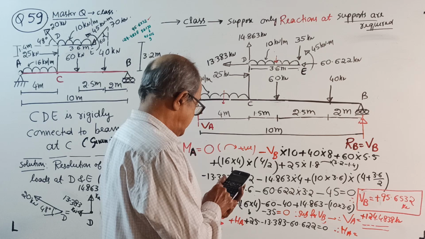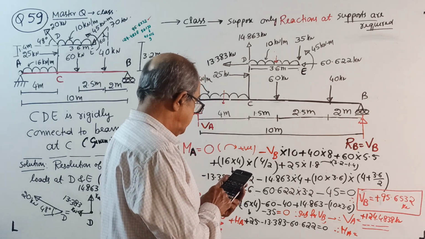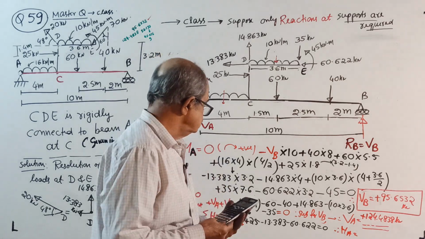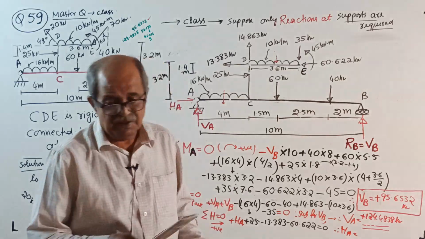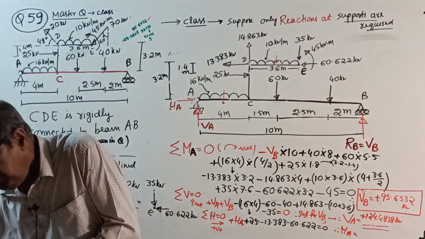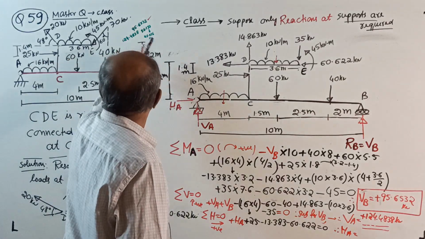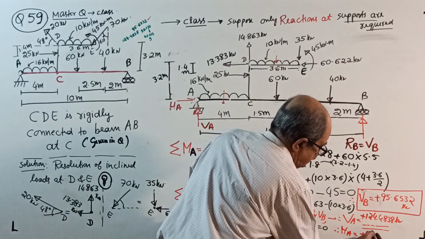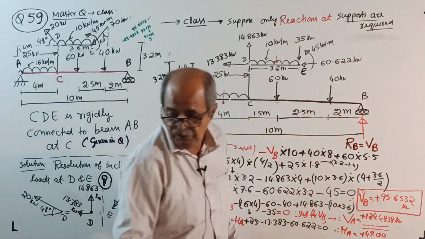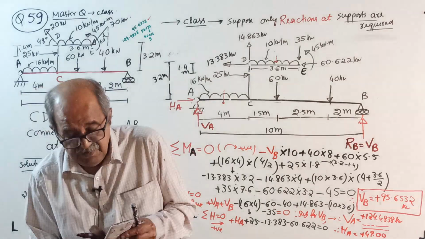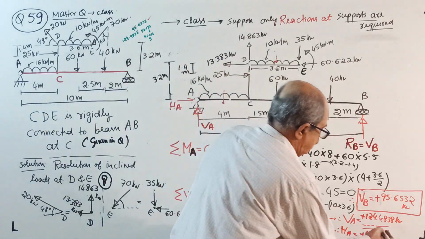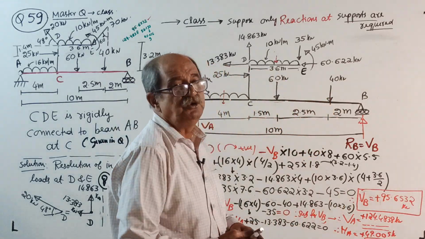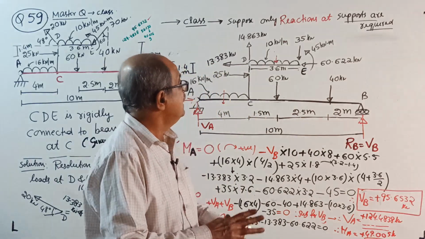Minus 13.383 minus 60.622, minus 49.005. No, not minus, plus actually. 49.005. I have not noted it because it is an easy answer. Nothing there, no chance of mistake. Plus 49.005 kilonewton. Okay, right here. Our solution is completely over.